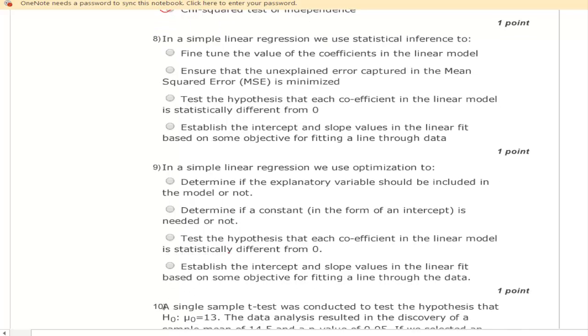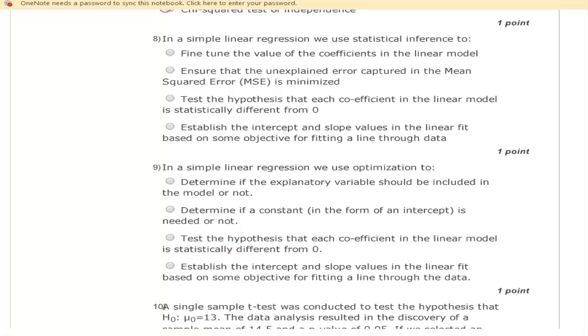In a simple linear regression, we use statistical inference to fine-tune the value of the coefficients in the linear model, ensure the unexplained error captured in the mean squared error, test the hypothesis that each coefficient in the linear model is statistically different from 0, and finally establish the intercept and slope values in a linear fit based on some objective for fitting a line through data.